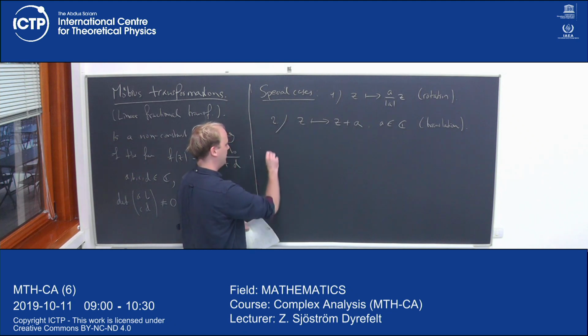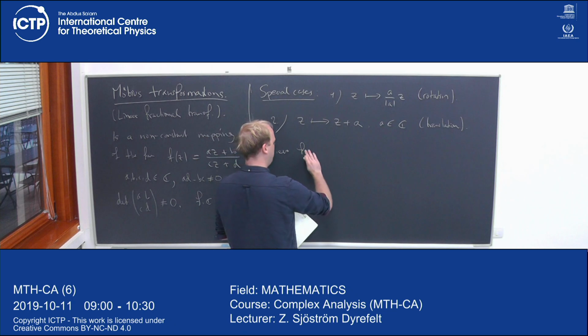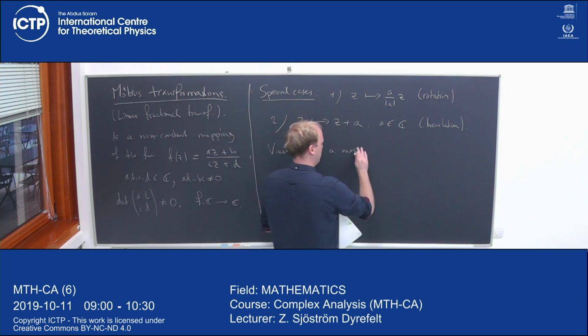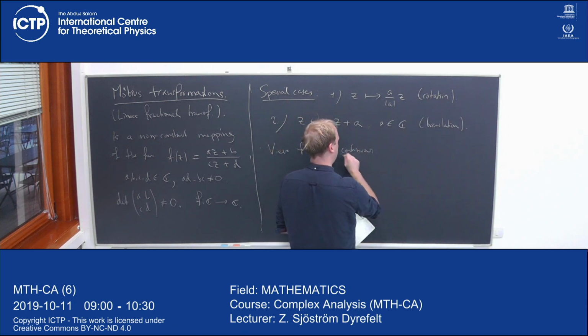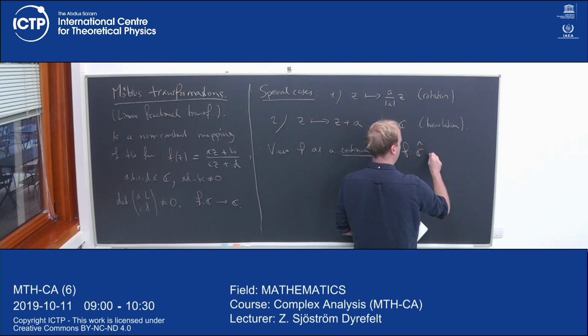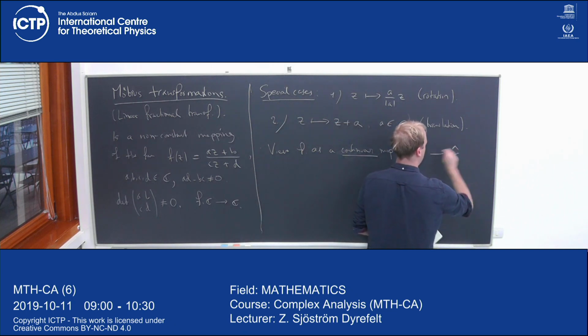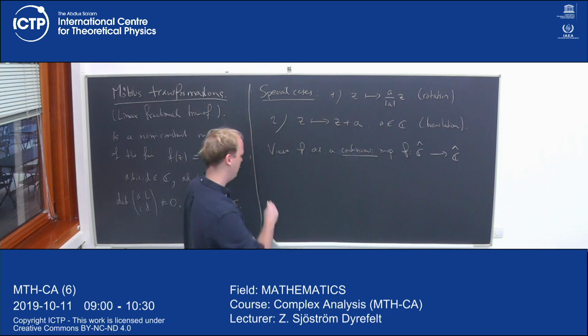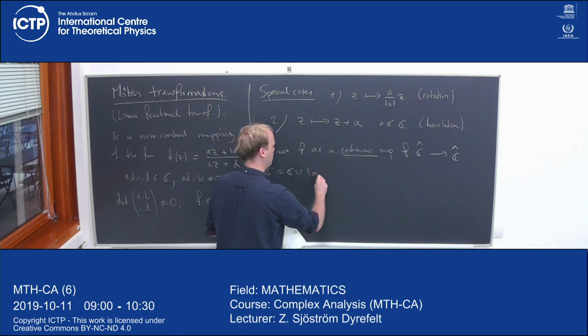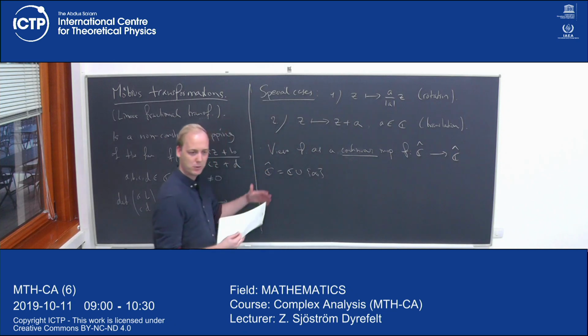Okay, and to understand this very well, we now want to say that we can view f as a map, even as a continuous map, from C hat to C hat. Where you remember that C hat was C union infinity, but not in any way, it was the one-point compactification.